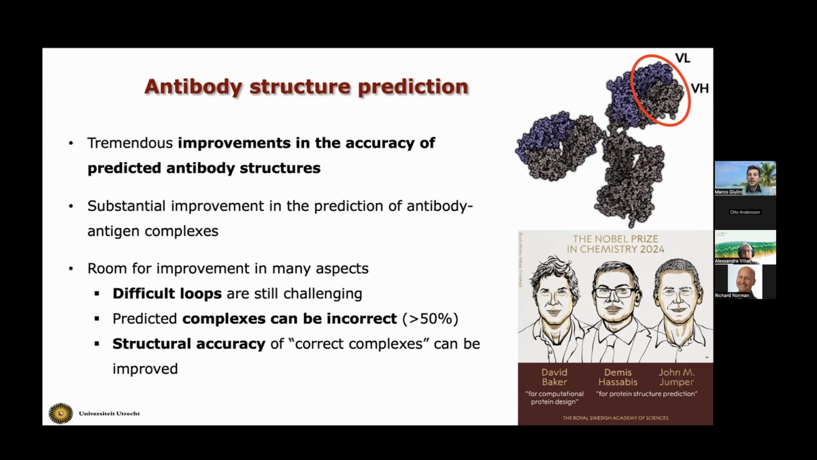Some loops on these hypervariable regions are very challenging to predict, and still the fraction of complexes that can be modeled in a correct manner is quite low. So around 50% of the time you still get an incorrect model from AlphaFold. And even if you get, let's say, a correct model, maybe its structural accuracy is not great and can be improved. So the quality of the amino acids at the interface can be improved.